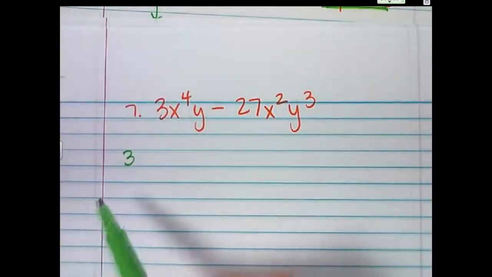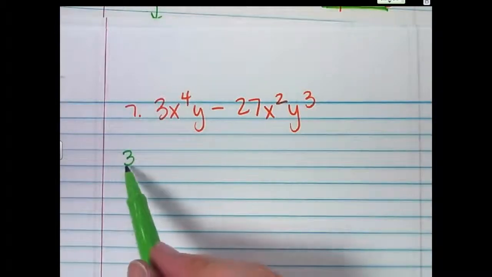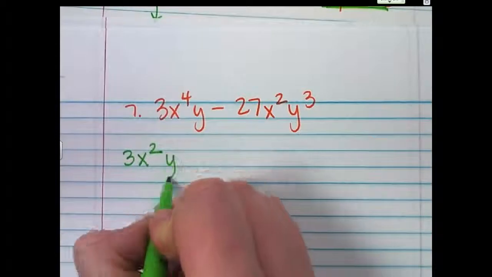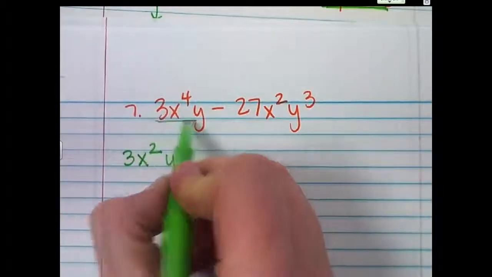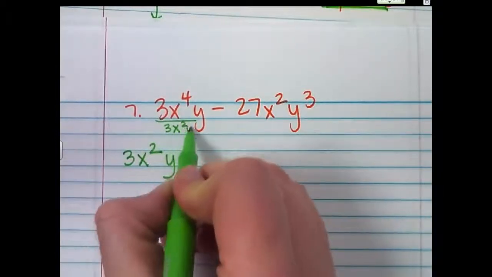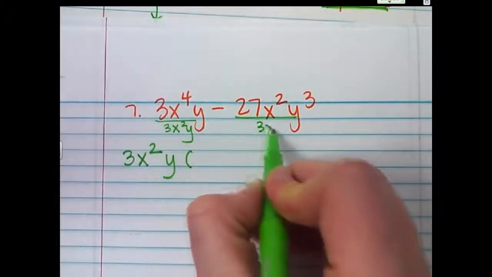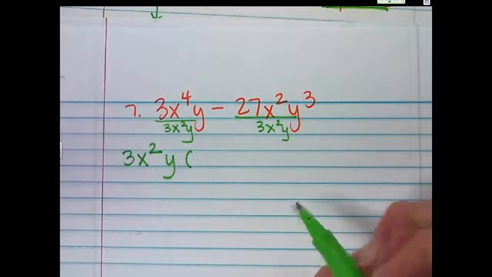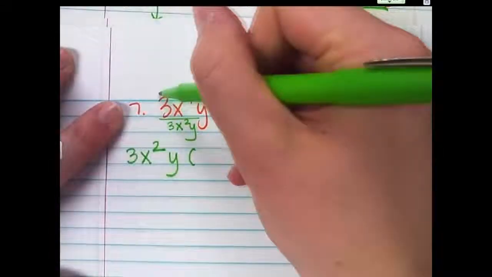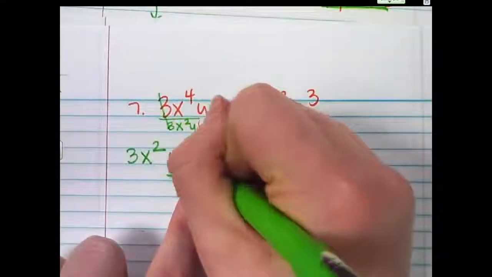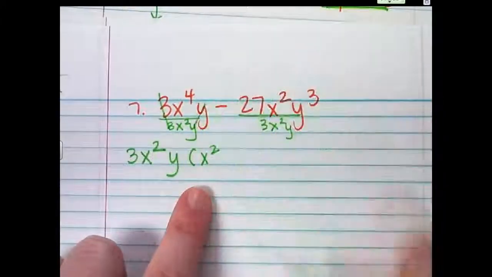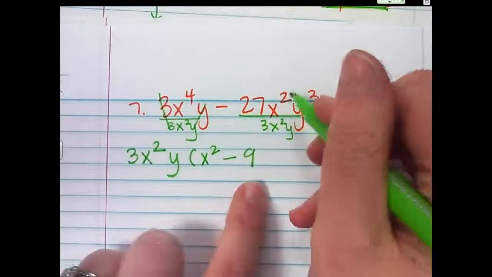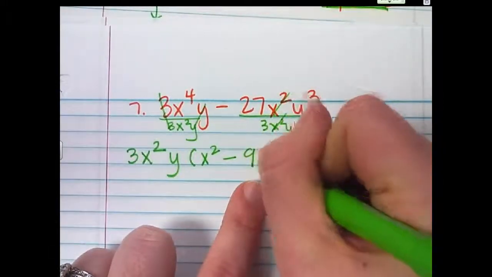Okay, so for GCF, you can take out a 3. You can take out 2 x's and 1 y. Does anyone need me to go over how I found that? And then you divide, so the 3's cancel. I get 2 x's and the y's cancel. Minus 9. The x squareds cancel, and I get 2 y's.